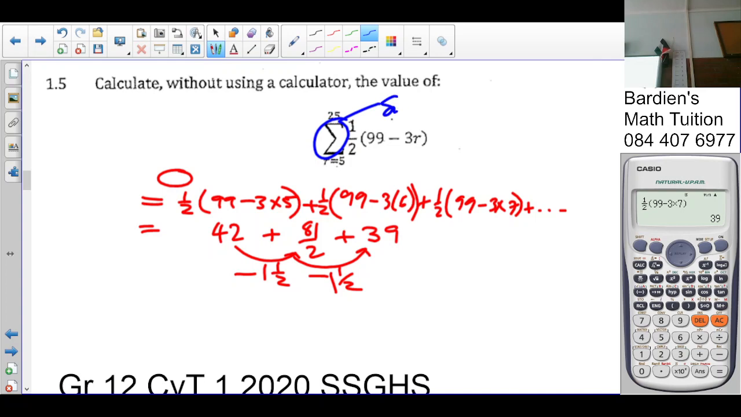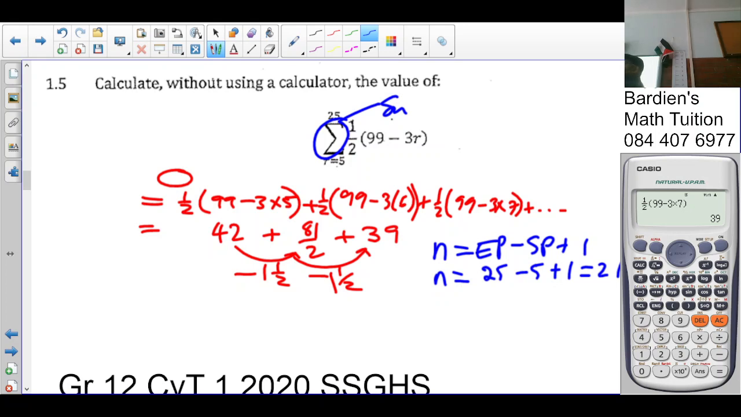So coming back to the question, we must calculate without using the calculator. So what does sigma stand for? It's the sum. So how many terms are here? We got the starting point, 5. The ending point, minus starting point, plus 1. So your ending point is 25, minus 5 plus 1, which is 21. You all agree with that? So in other words, I'm working out the sum of 21 terms.